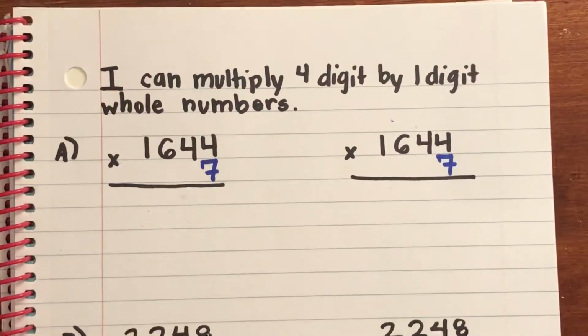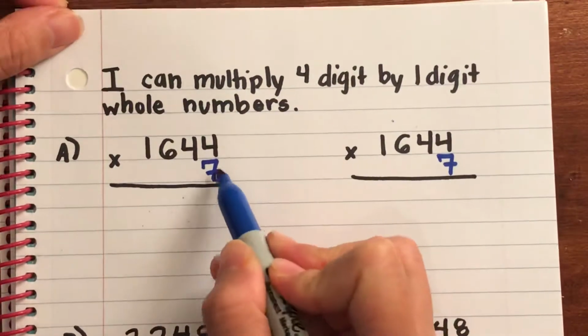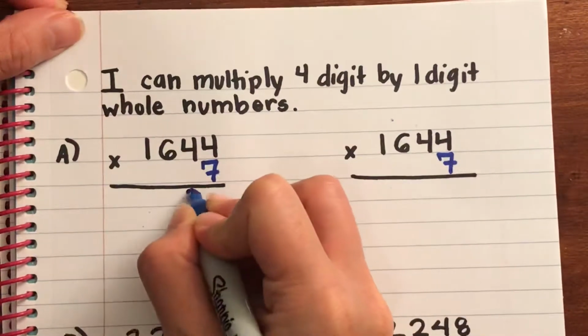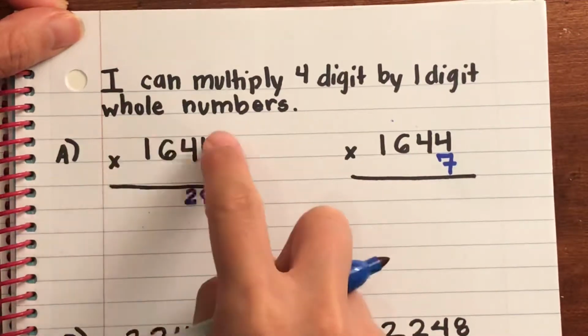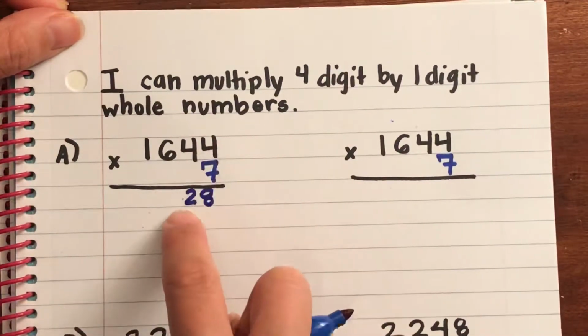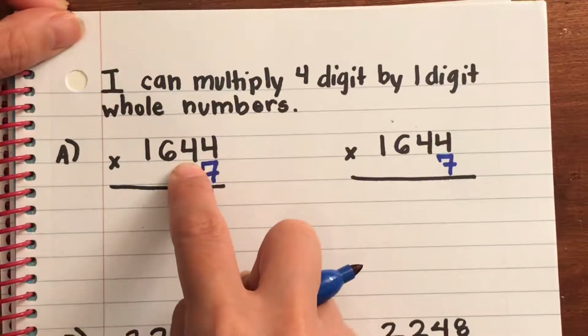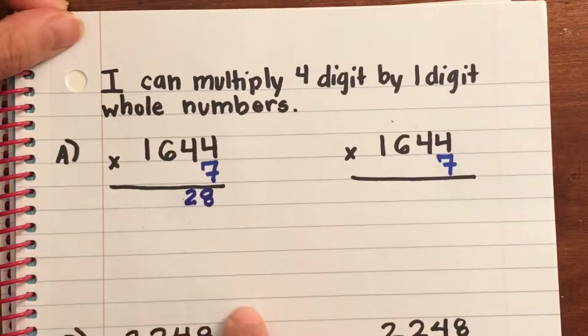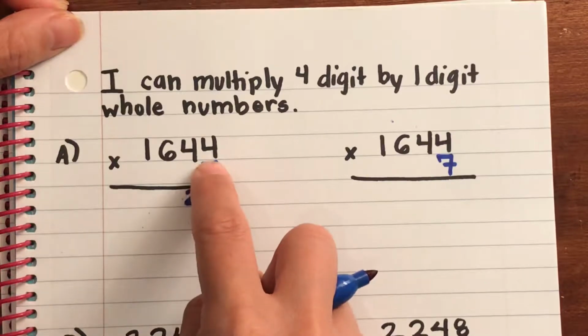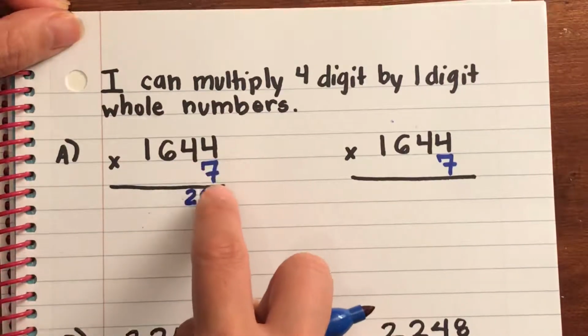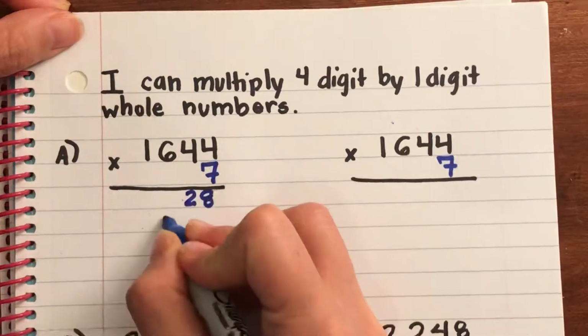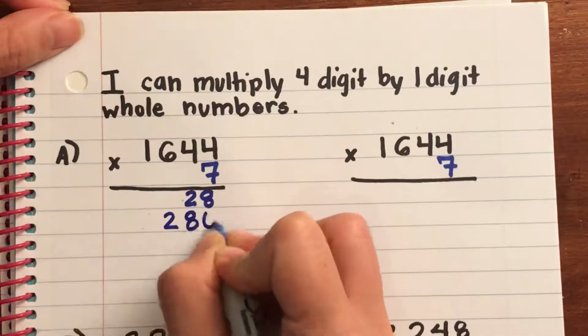All right, looking at A, we have 1,644 times 7. So 7 times 4 is 28. So the expanded form, I'm going to write out each product instead of writing it up here. 7 times 4 is 28, but for the expanded form, I want to look at it as 7 times 40, or 4 tens, because this 4 is in the tens place. So 7 times 40 is 280.